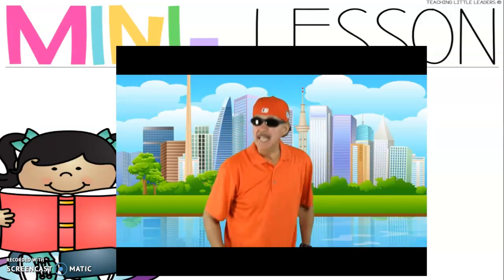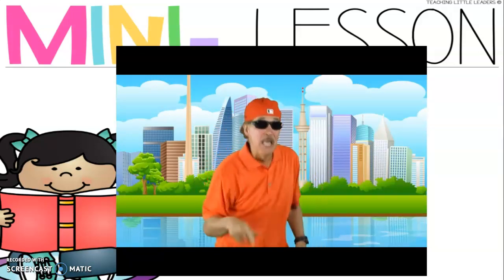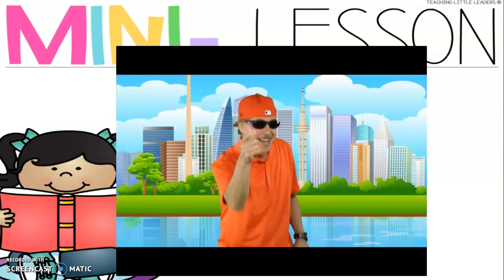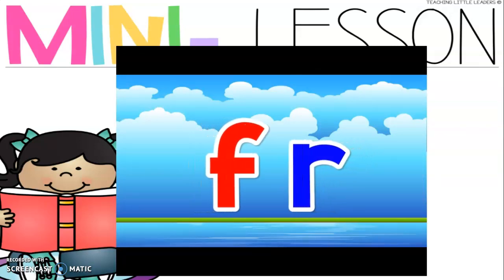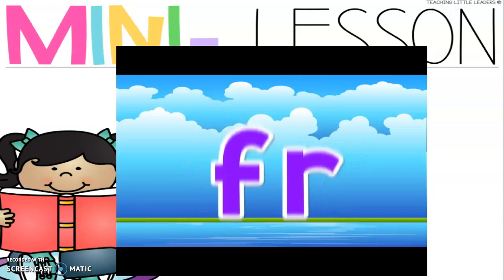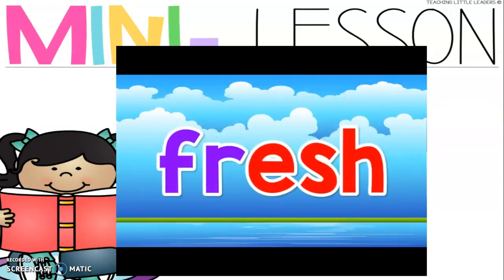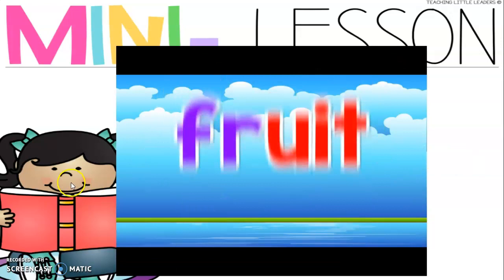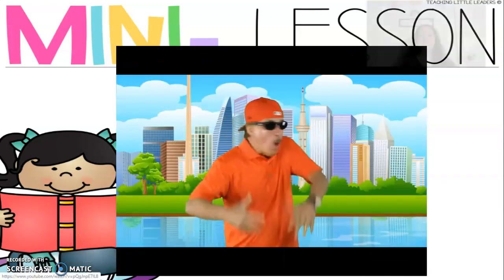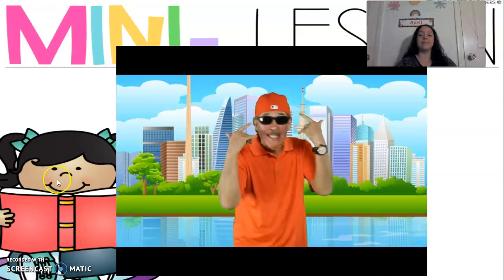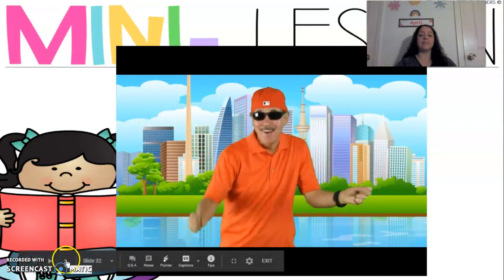A blend is two letters that begin words, but each letter sound can be heard. Like F says F, R says R. Blend them together and you get fr, like in freeze, fresh, frog, fruit. What is a blend? Let's learn together.